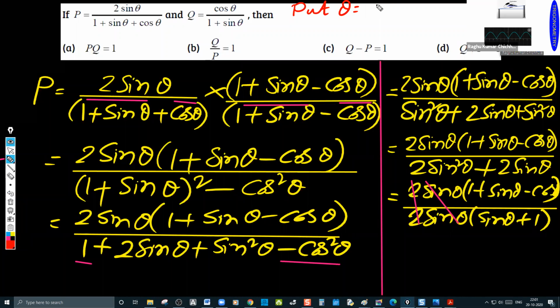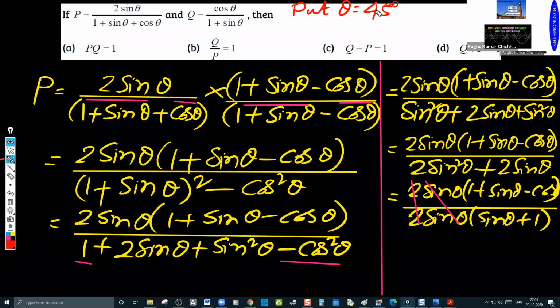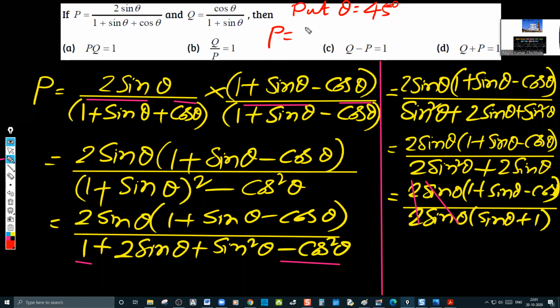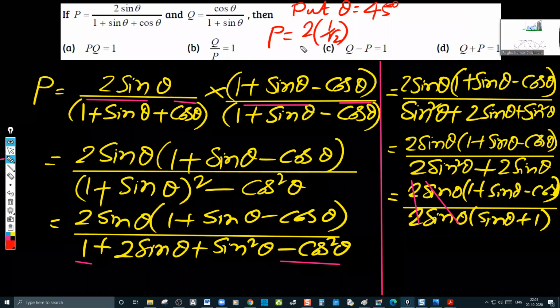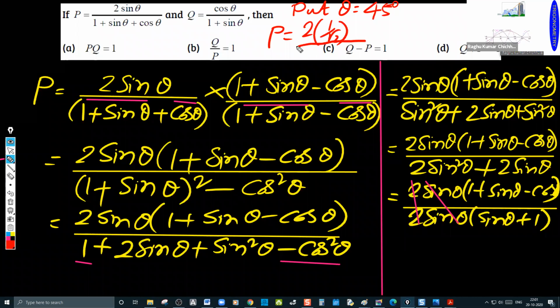Now, help me out in writing P if it is 45 degrees. I'll write that step directly. Come on, tell me P. 2 sin 45. What is it? 2 into 1 by root 2, whole divided by 1 plus 1 by root 2 plus 1 by root 2. It is 2 by root 2.